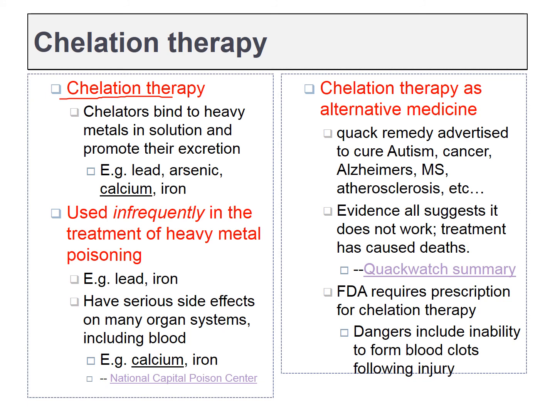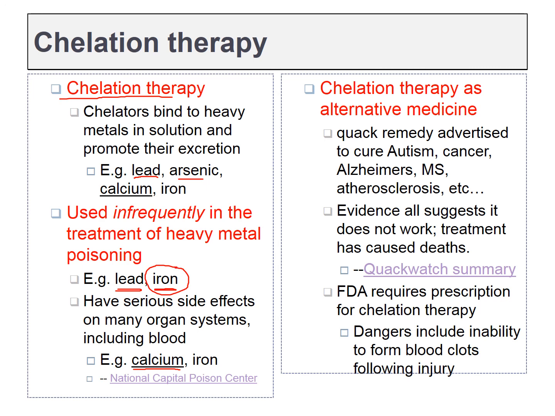Heavy metals that might be found in the human body include lead, calcium, arsenic, and iron. This is why we don't frequently use chelation therapy in medicine. If somebody had lead poisoning, you could use a chelator to get the lead out of their bloodstream. Unfortunately, it'll also get rid of the iron from their bloodstream and calcium as well.